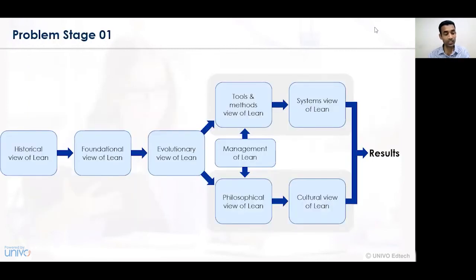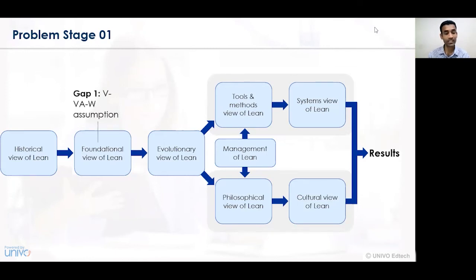Here again we need to refer to a particular diagram showing the historical view of lean, the foundational view of lean, the evolutionary view of lean, and the tools and methods of lean. Management of lean considers the philosophical view, but the systems view and cultural view of lean are completely different. If the systems views or the cultural views are different, the end results will be completely different, with a total benefit to the organization in the business consideration. So the management of lean is only focusing on tools and methods and the philosophical view, and not the systems view or the cultural view.